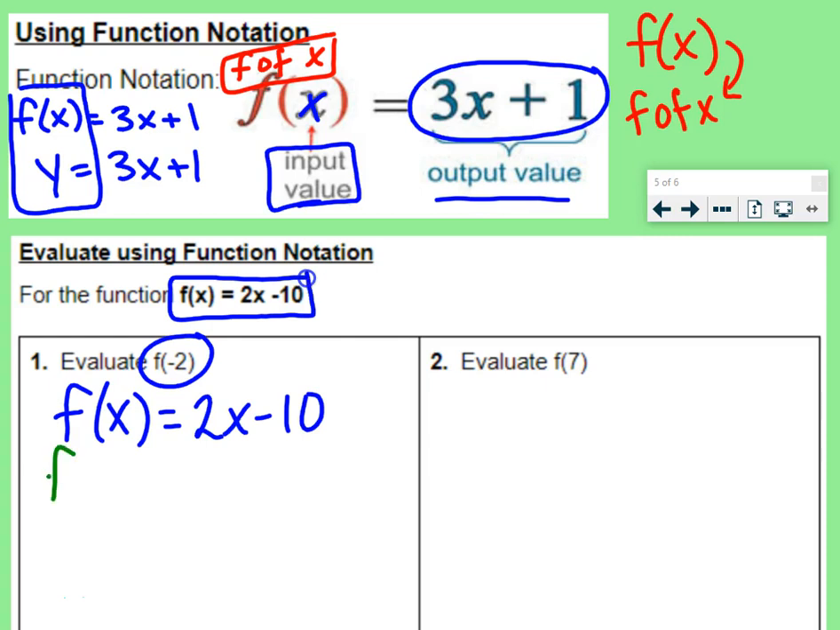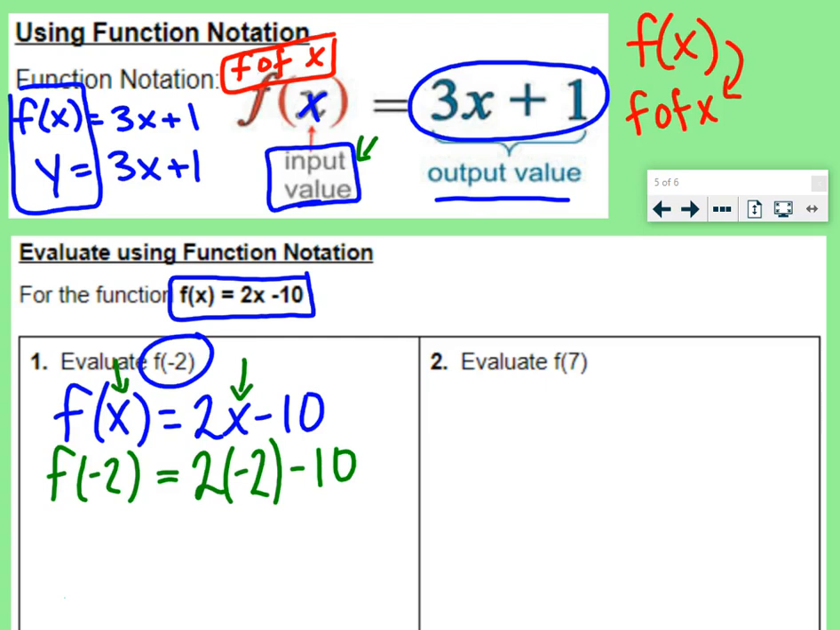Now, if we write f of negative 2 underneath it, x is becoming negative 2. We're inputting negative 2 into our function. It's our input value. So then for x in our function, we're going to replace it also with negative 2. We're replacing both of our x's with negative 2.